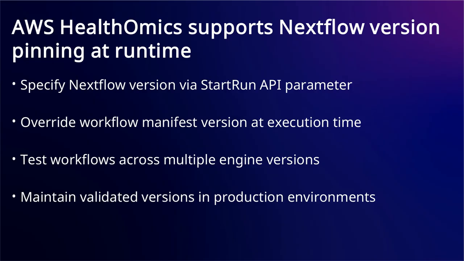This runtime parameter overrides any version specified in the workflow manifest, enabling you to test the same workflow across multiple engine versions without code changes. You can maintain production workflows on validated versions while development teams test newer versions in parallel, reducing risk of unexpected behavior. This capability supports controlled migration paths required in regulated environments where pipeline validation is mandatory before engine upgrades.